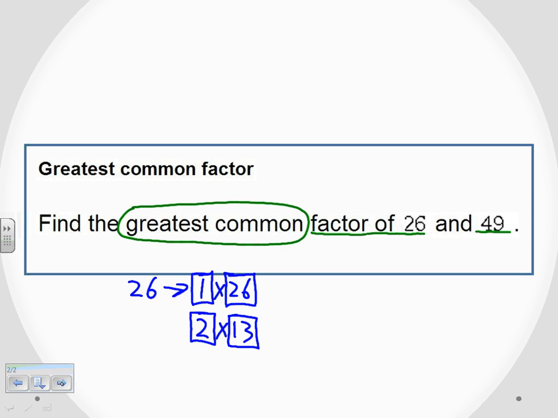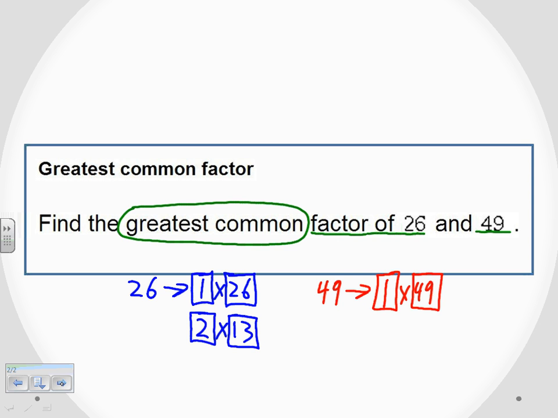So now I need to do the same thing for 49. So again, we always want to start off listing our factors with the 2 that we know we're always going to have. We're always going to have 1 and the number itself. 1 times 49 will give me 49. So that gives me 2 numbers right off the bat that I know are factors.